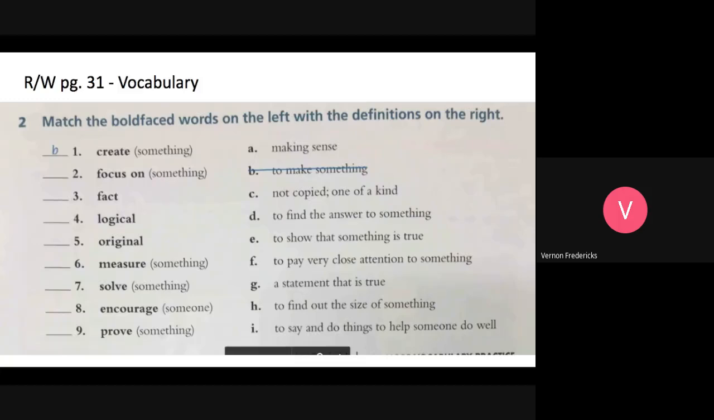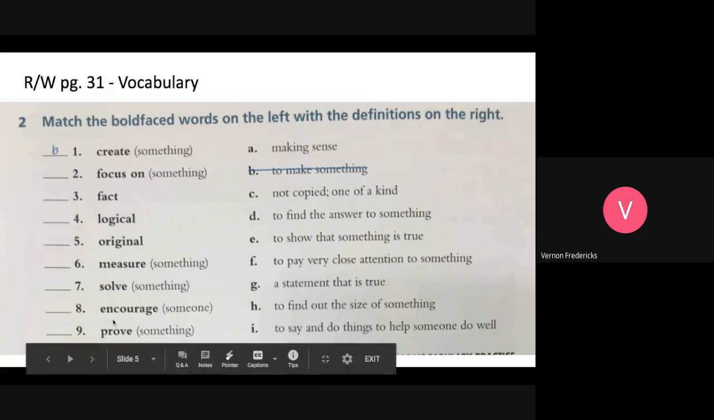Number six is H, to find out the size of something, to measure. Number seven is solve, to show something that is true. It's not that. Number seven is D, to find the answer to something. Number eight is encourage, and the answer is to say and do things to help someone do well. Encourage, correct, I. And number nine is E, to show that something is true, which is proof. Okay, if you got it right, congratulations, you did well. Okay, let's continue on to our next slide.